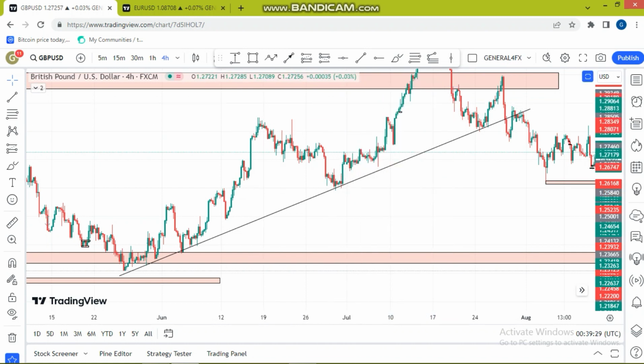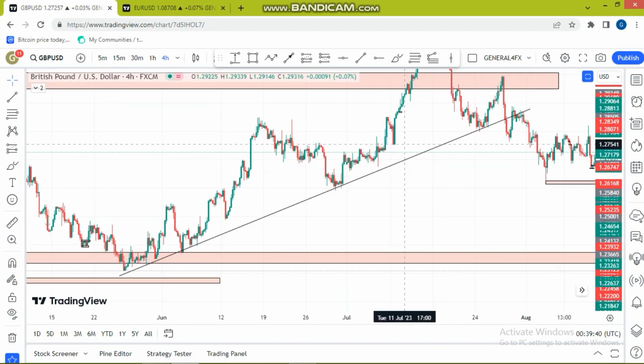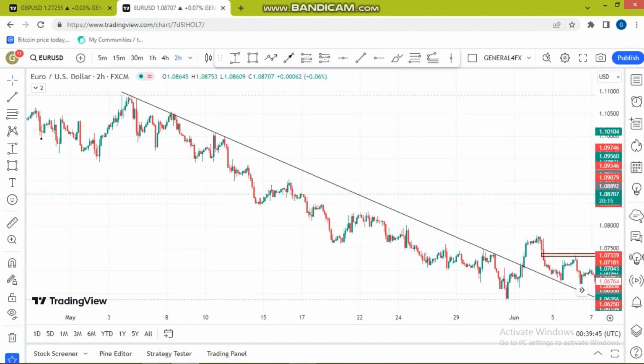Let's quickly go to the other one. As you can see, this is the bearish example. This is the long example, trending to the upside, and this is trending to the downside. And as I said earlier, you cannot use trend line alone.